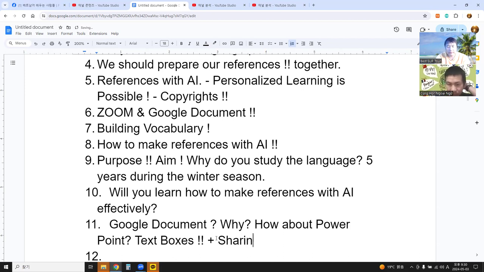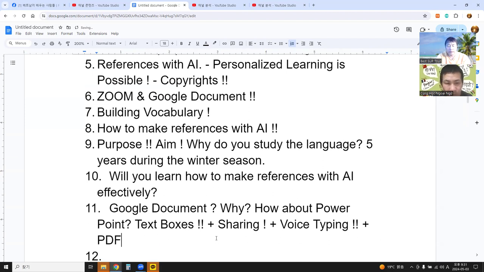Also, with the benefit here, sharing is a very powerful tool, right? You can write here. And voice typing is also good for the listening part, and to make sure of the pronunciation. Maybe we can research voice typing. When you use your laptop, we can do it more effectively. And in Google Document, we can also make a PDF.